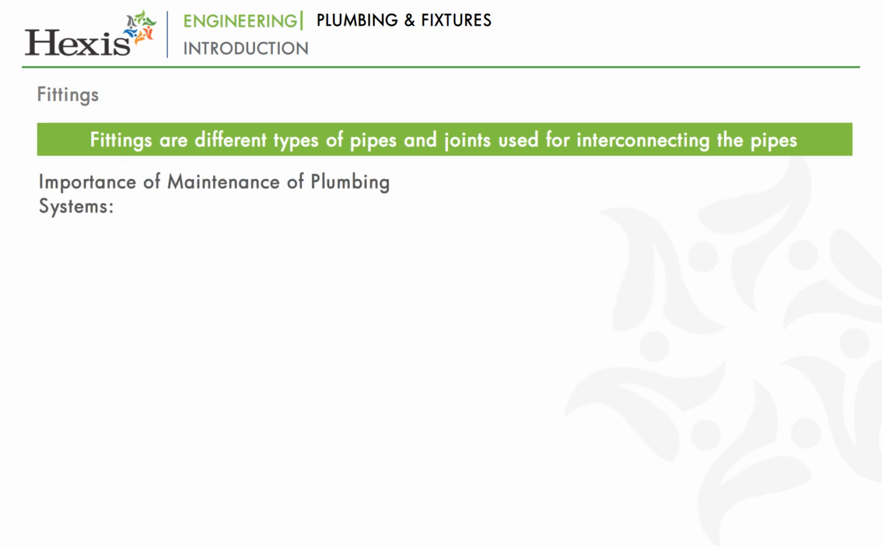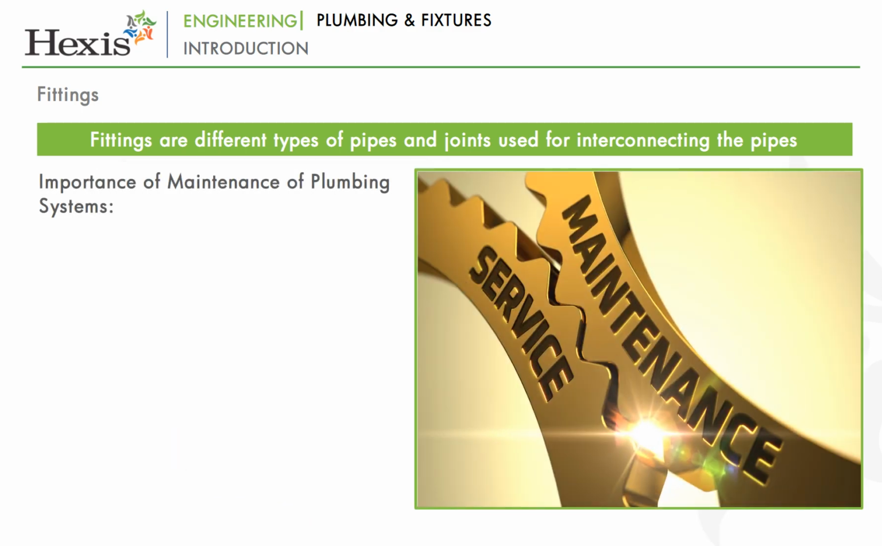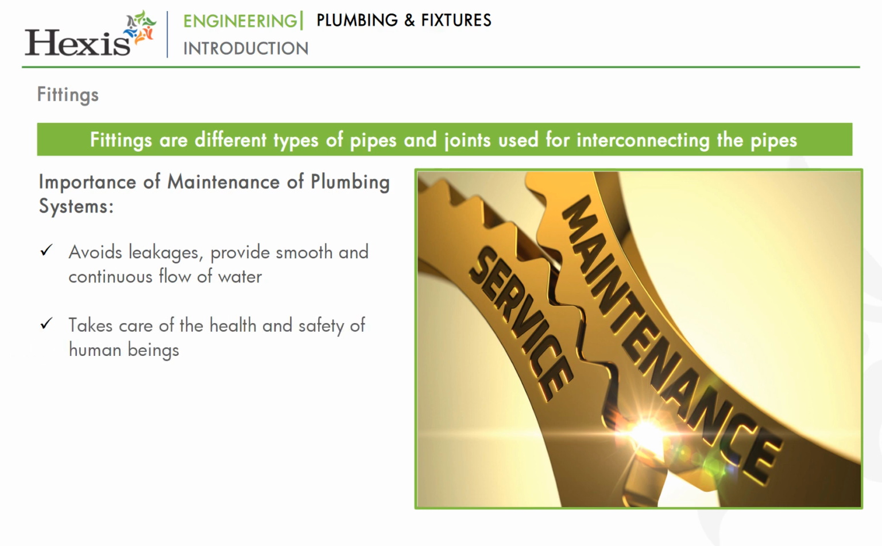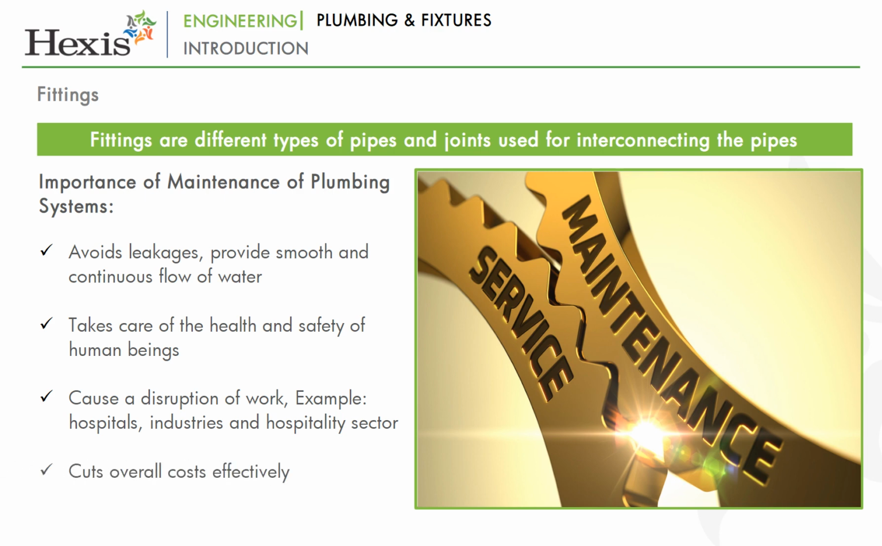The regular operations and maintenance of the plumbing system needs to be carried out judiciously to avoid leakages, provide smooth flow of water and its continuous uninterrupted supply or drainage, while also taking care of the health and safety aspects of human beings. Breakdown in any of the components of the plumbing system can cause a disruption to the work activities that depend on water systems, for example hospitals, industries and the hospitality sector, just to name a few. Besides, timely repairs, interventions and preventive maintenance can cut overall costs effectively.